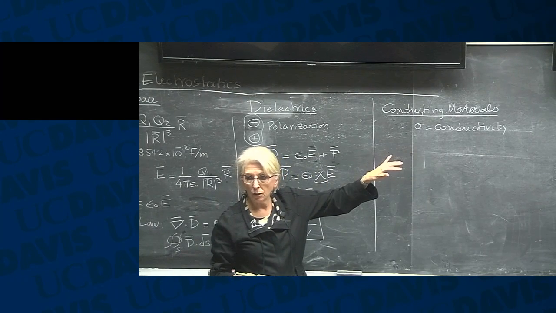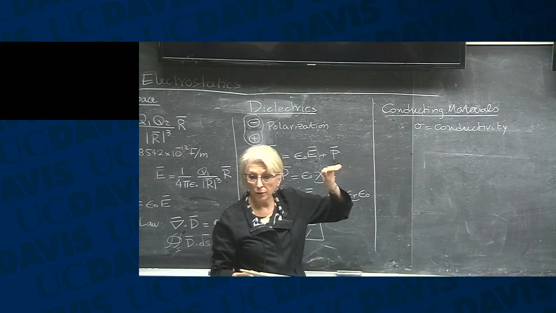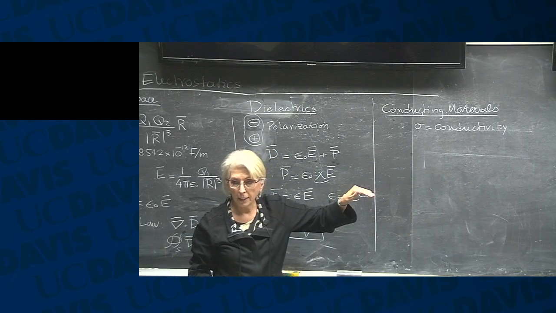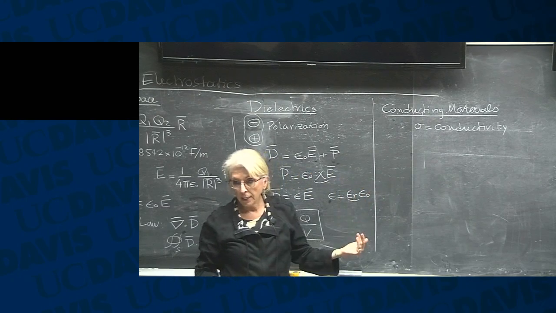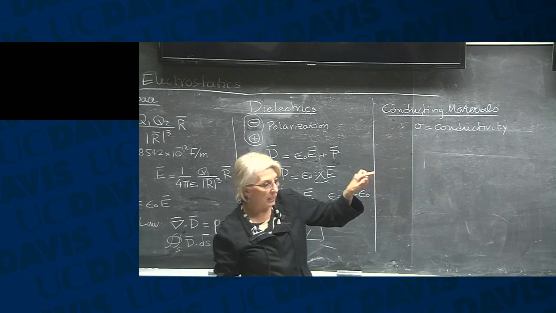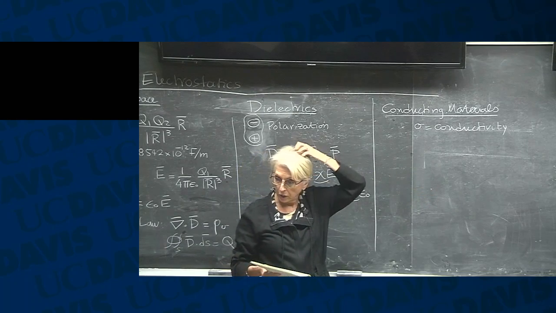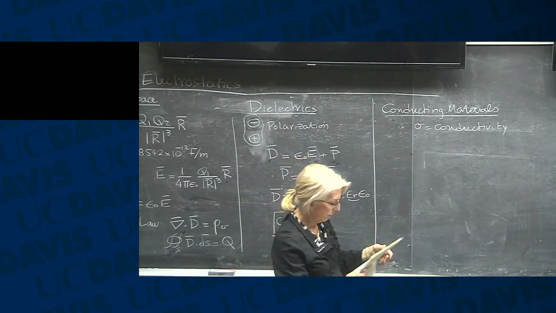And the free electrons under the influence of the electric field create a current. They flow. They start moving. When an electron moves, it creates a current. And we said a positive direction for the current is opposite to the direction of the electron. All right? So that's by convention.